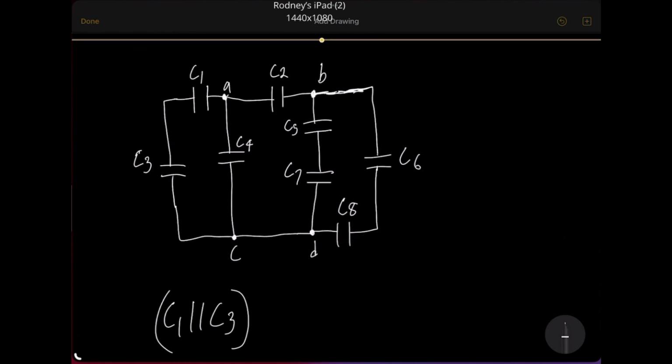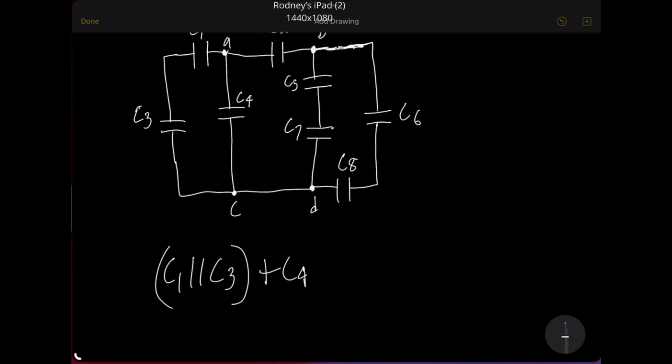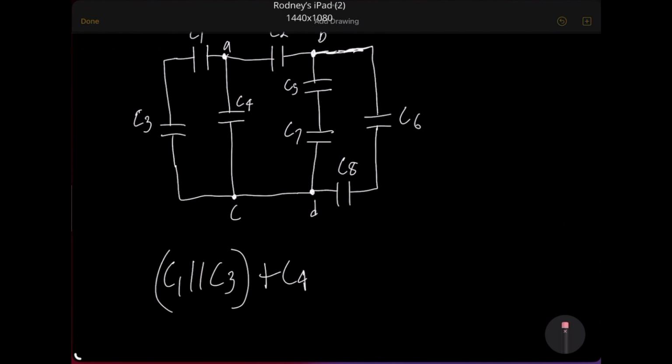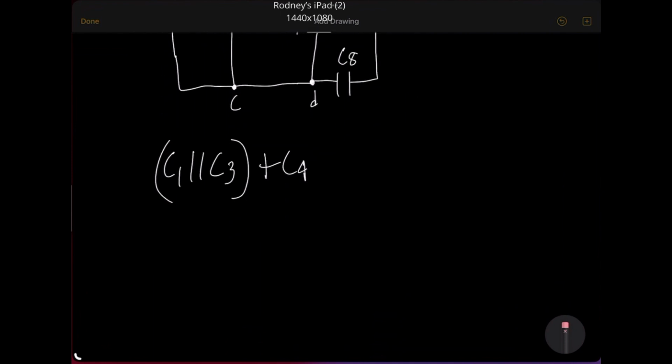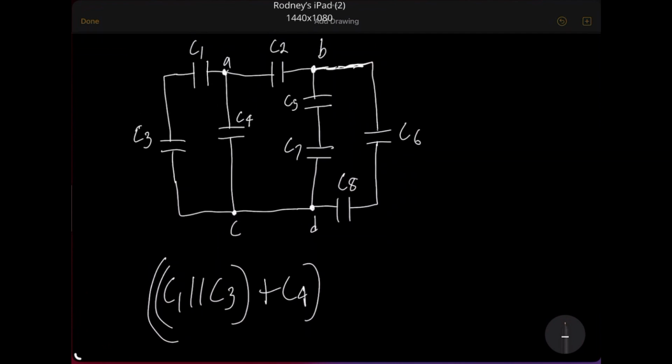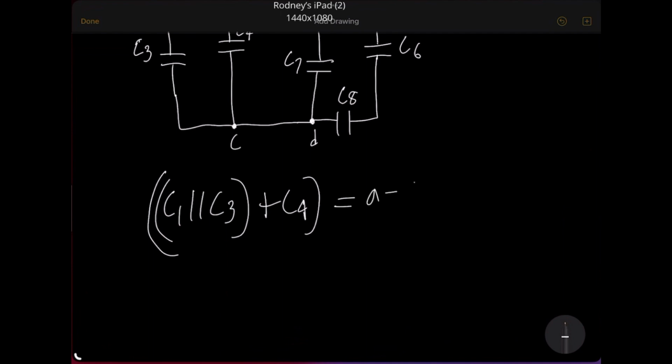And then plus C4 because it's in parallel with this side over here. And capacitors combine the opposite way that resistors do in series. They combine like resistors in parallel. No, they combine like resistors in series, my bad. Capacitors in parallel combine like resistors in series. That's what I meant to say. And then you're going to do this. And that should be the equivalent from A to C.